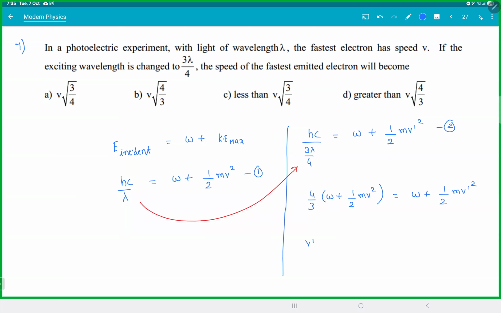So you can clearly see here, half mv dash square will be half m, send that 4 by 3 inside. You get root 4 by 3 v whole square plus w by 3. So you can clearly see v dash is greater than root over 4 by 3 v.